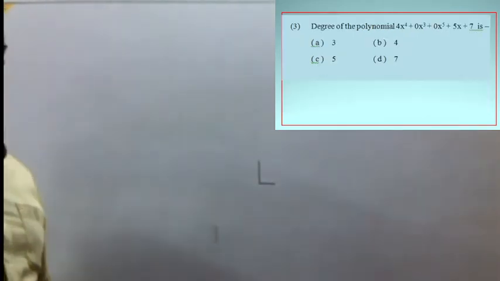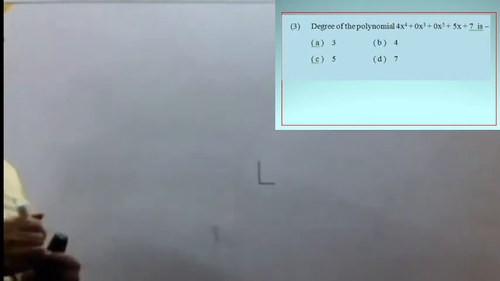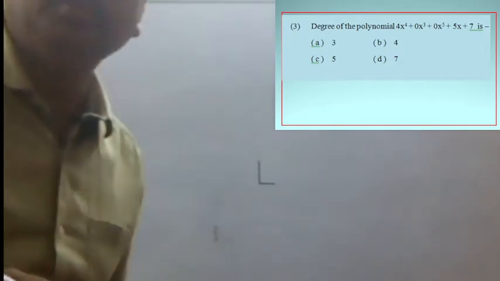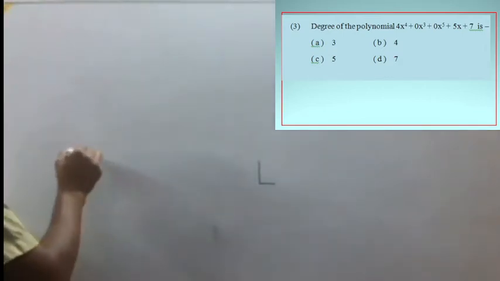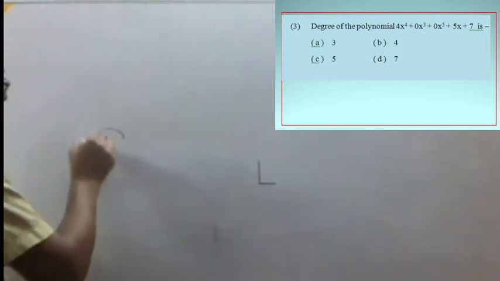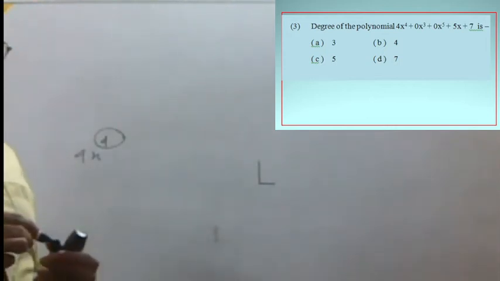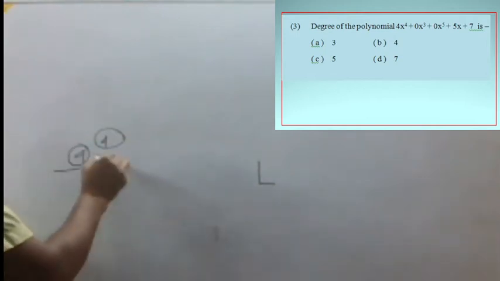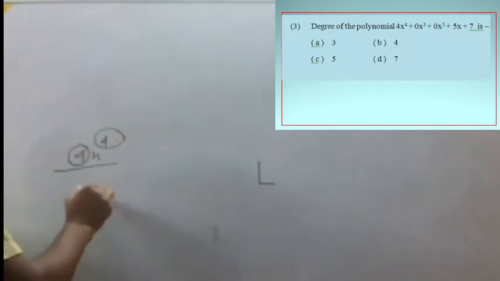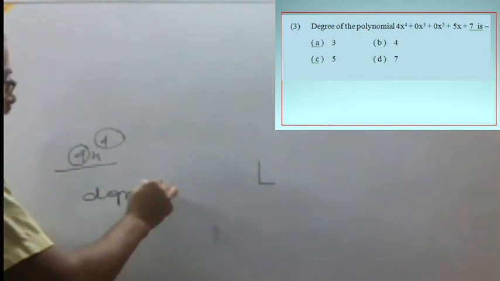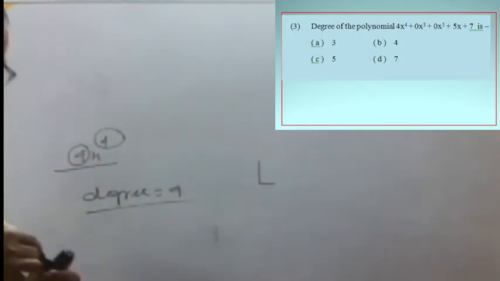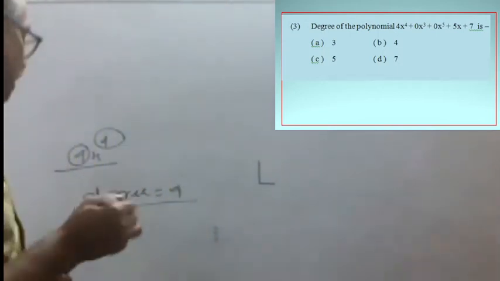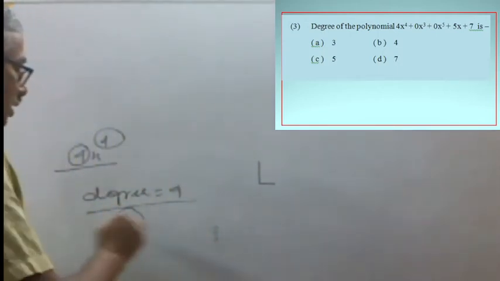And the next question: the degree of the polynomial 4x to the power 4 plus 0x to the power 5. The highest power of the variable with a non-zero coefficient is 4, that is 4x to the power 4. So the degree of this is equal to 4. The highest power is 4 for a non-zero term. So option B is the correct option.